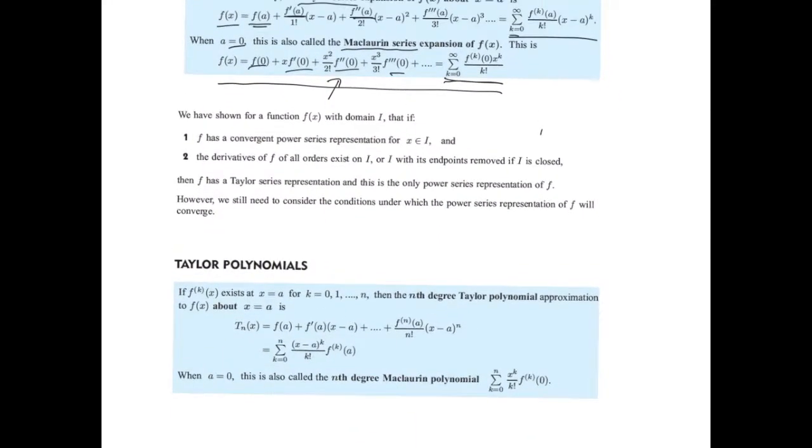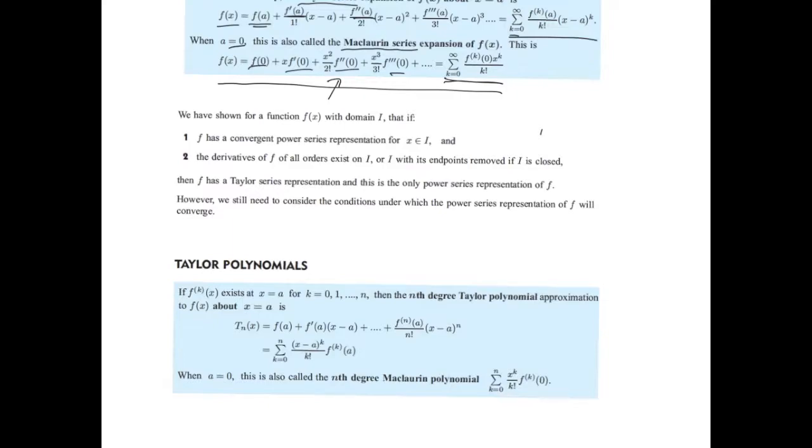Now, we have shown for a function f of x with domain I that if f has a convergent power series for x in the interval, and the derivative of f for all orders exist on I, so in other words, I can keep differentiating it enough, or I with its endpoints removed if I is closed. So remember how it's differentiable in the open interval? And I think that's to do with the tangents not being defined at the ends. Then f has a Taylor series representation, and this is the only power series representation of f.